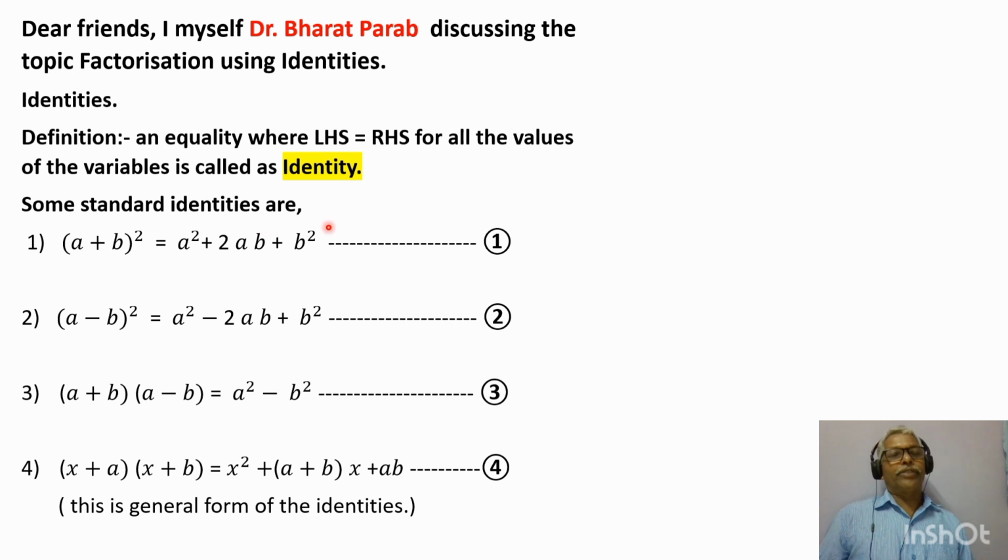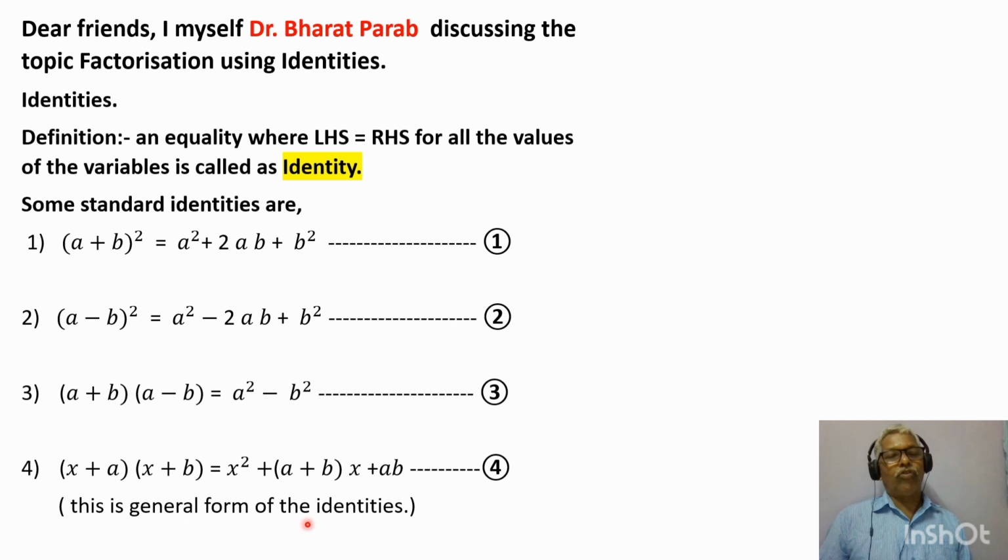So these are some identities. First one is (a plus b) whole square is equal to a square plus 2ab plus b square. Second one is (a minus b) whole square is equal to a square minus 2ab plus b square. Third one is (a plus b) into (a minus b) equal to a square minus b square. And fourth one is (x plus a) into (x plus b) is equal to x square plus (a plus b) x plus a into b.